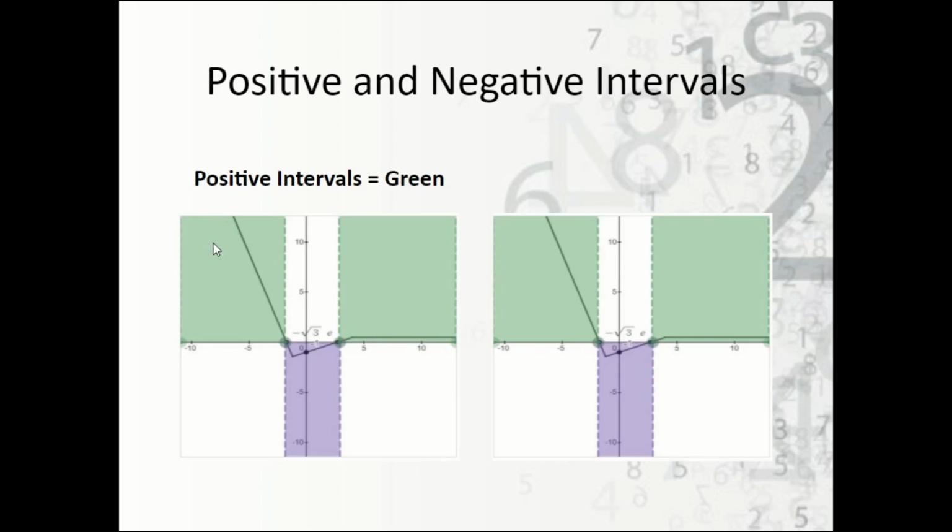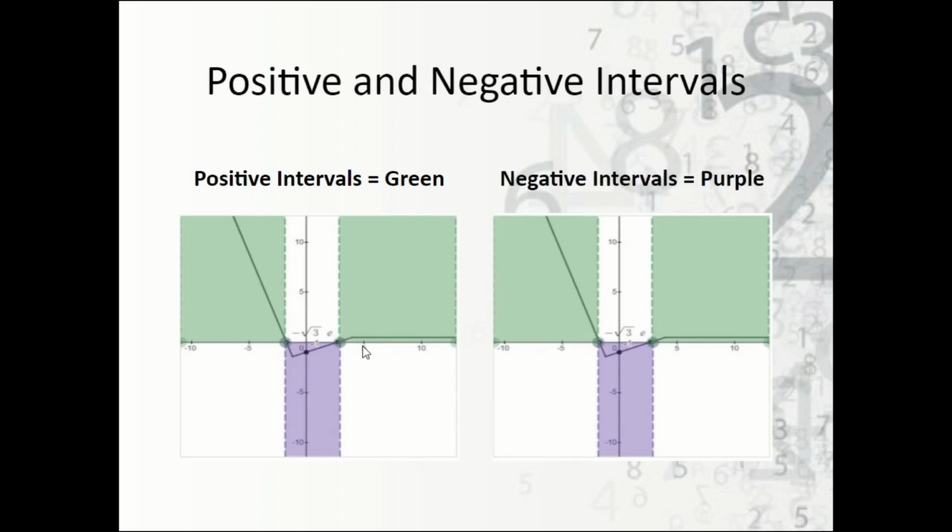So in this case, we would say that the positive intervals are the green sections. So here, the graph is above. Even though it's going downward, it's still above the x-axis. So up until this point right here, it's positive. Then once it hits this point, it starts to become negative all the way until it hits this point again. Once it hits this point, now it's positive again.